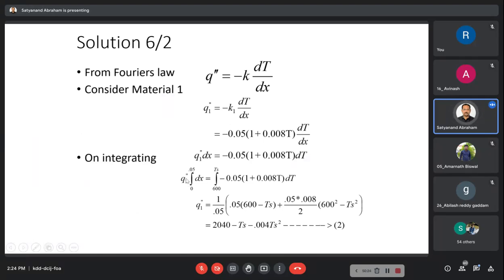So we are going to get Q1 as a function of Ts, because here only the Ts is going to be there. So heat flux Q1 we are going to get as a function of Ts.